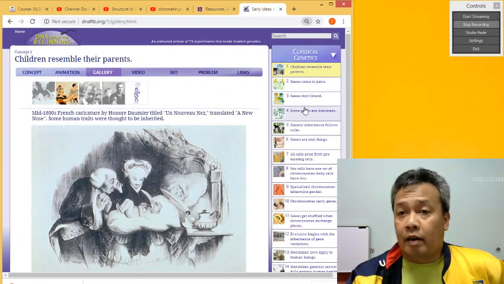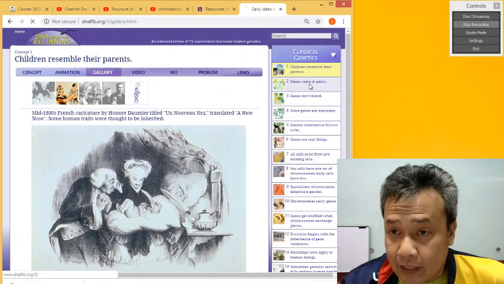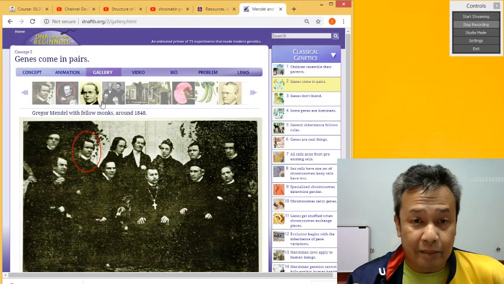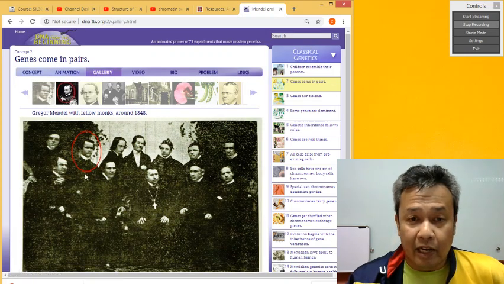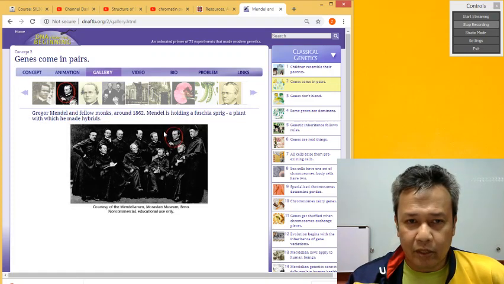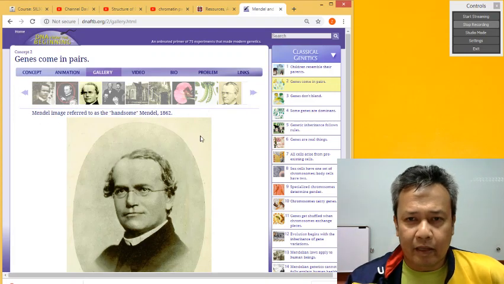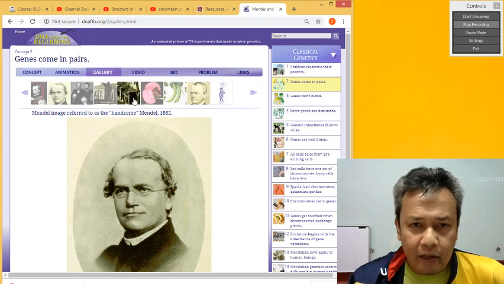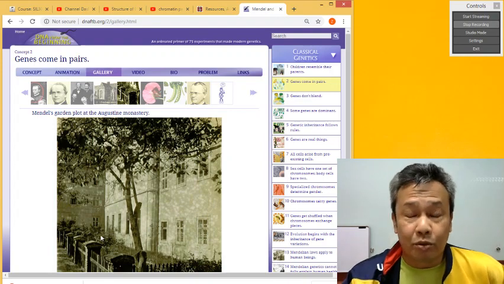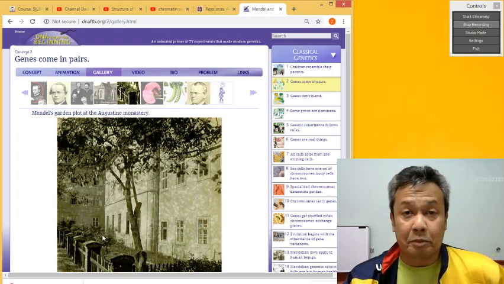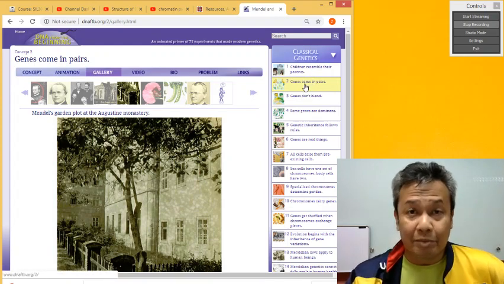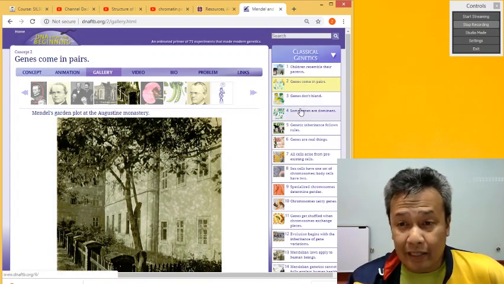See for example this one. It says genes come in pairs. If you look into the gallery, there's Mendel. This is a young Mendel in 1948. That's an older Mendel. And this is a picture of the monastery, where he did his experiments. It's excellent. There are some topics: genes come in pairs, genes don't blend, some genes are dominant.